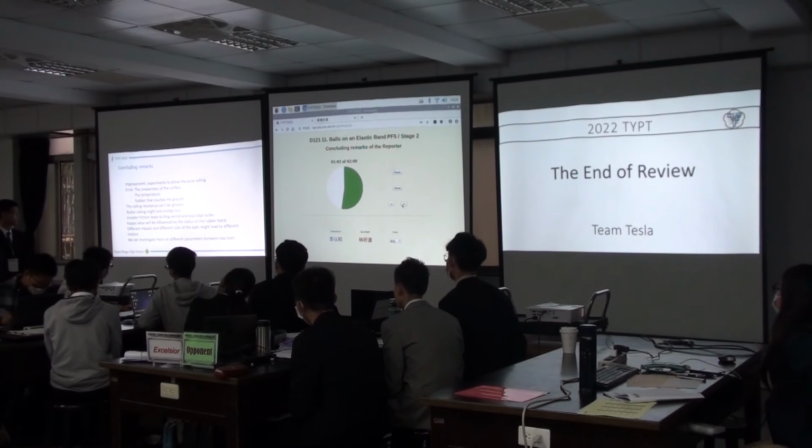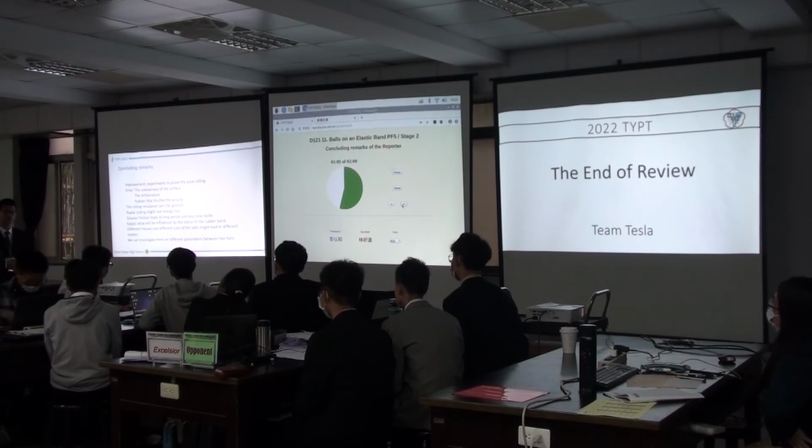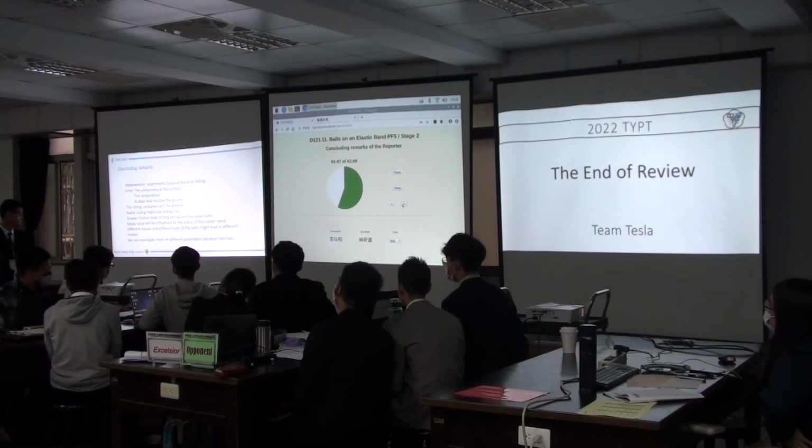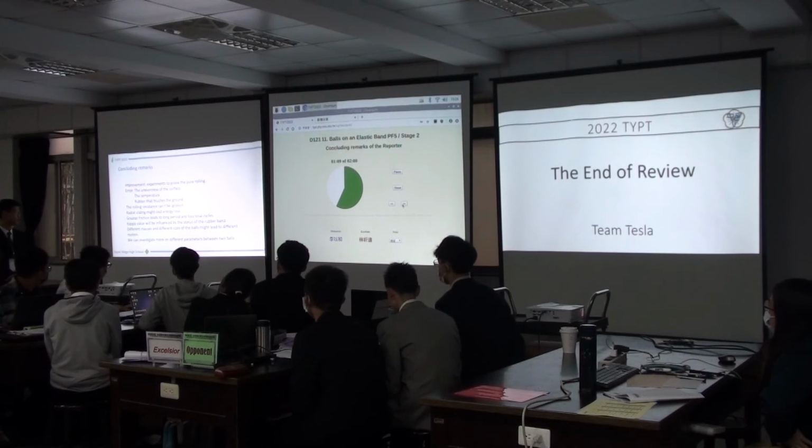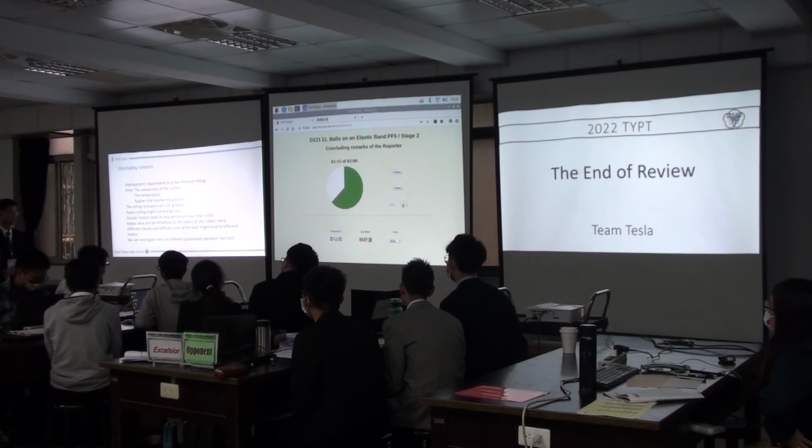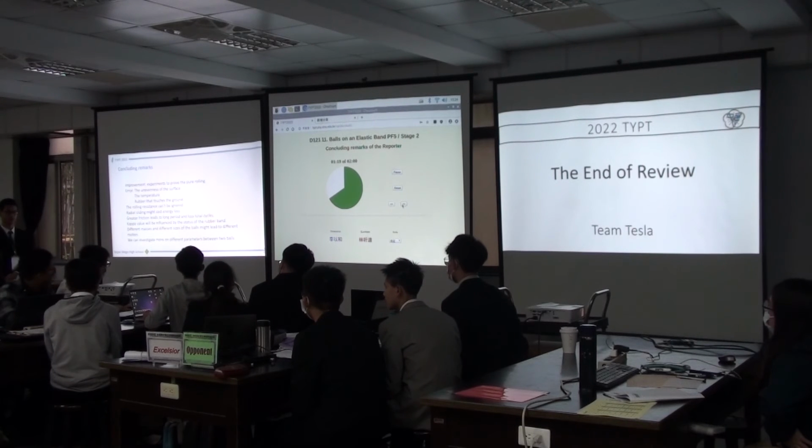And as I just mentioned, we think that different masses and different sizes of the ball might lead to different motion, and we can investigate more on different parameters between the two balls and not just the two having the exact same conditions. And thanks to the reviewer and the opponent, we think we have a great discussion and we'll learn a lot more from this theory.